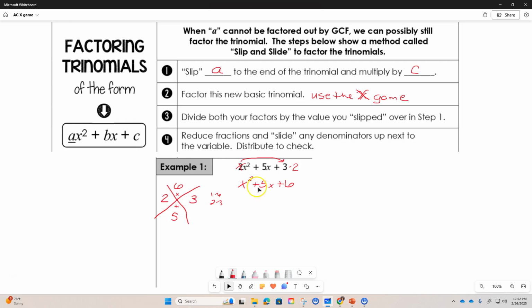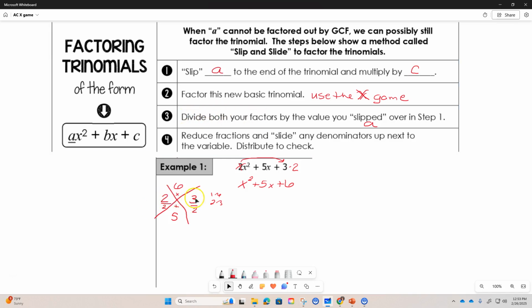But now we're going to do step 3. It says divide both of your factors. Remember, the things on the sides, those are factors. It says divide both of your factors by the value that you slipped. And by the way, what did we slip? We slipped A from step 1. So whatever our A is, whatever this number right here that we multiplied by, we've got to now take each one of these and divide it by that number. So just put it over 2. Okay? That's our new step 3.